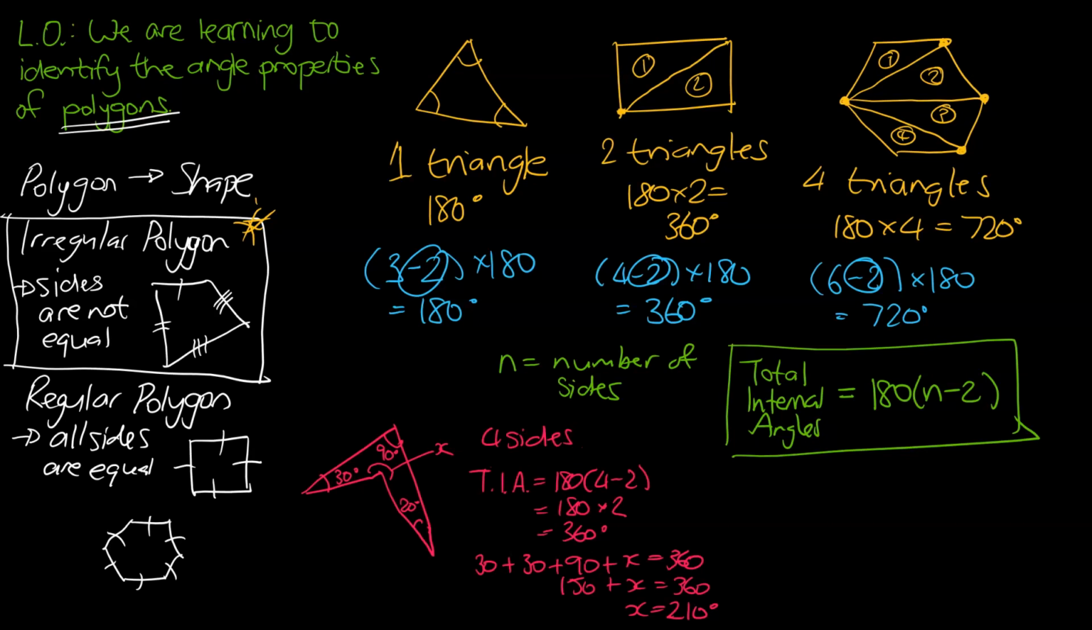So I'm going to write my reasoning down here. Internal angles of a 4-sided shape must sum to 360 degrees. So I've done my working and I've got a geometric reasoning. In a test or an exam, I'd be really happy with that response. And we can also be a bit more algebraic with how we go about this.